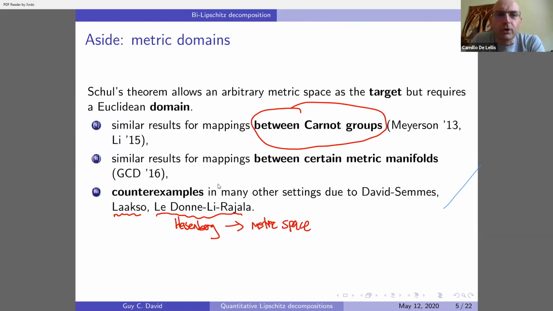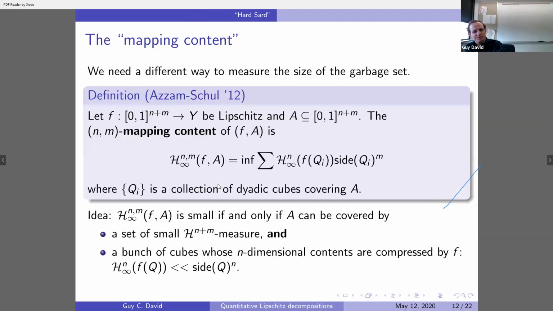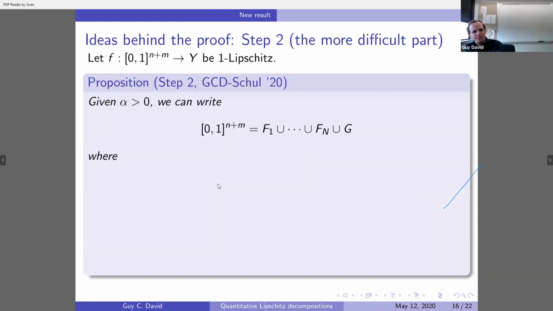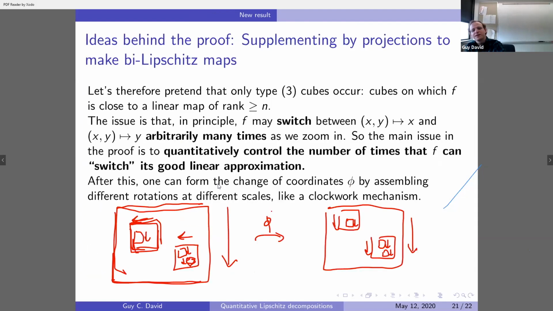Can you comment on how you achieve what you said towards the end, that the main step is to ensure that there are not going to be two switches when you're passing from larger to smaller scales? Right. Let me go back to these pictures. So the main idea is this.